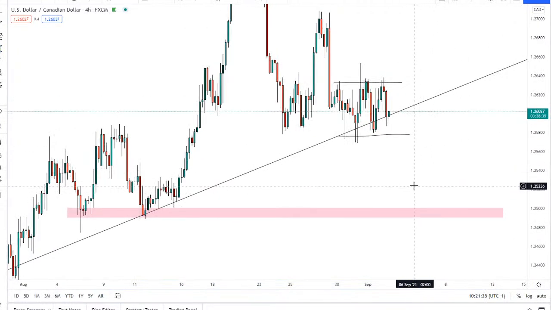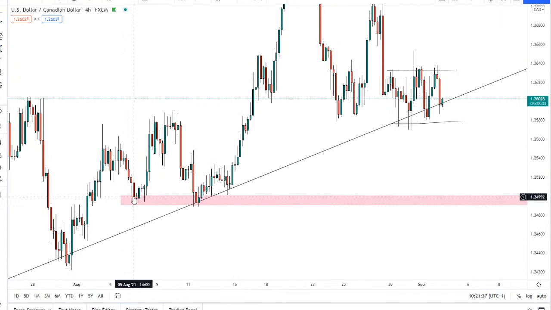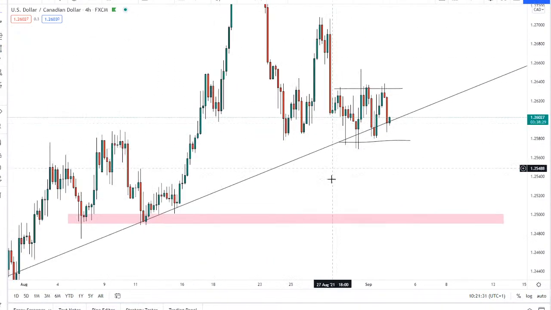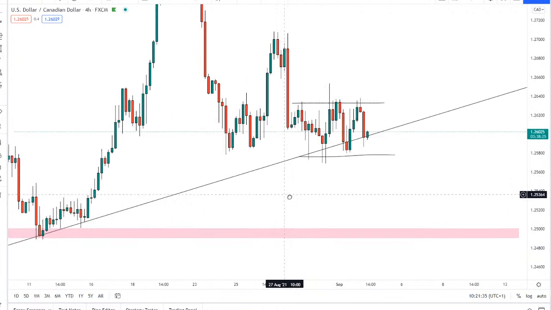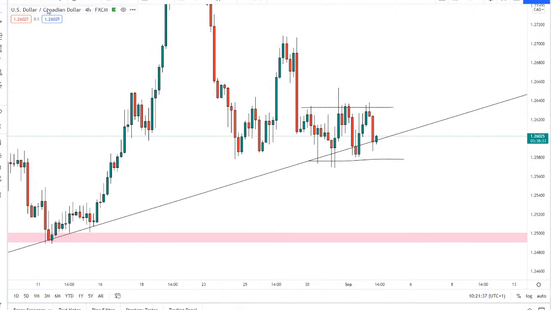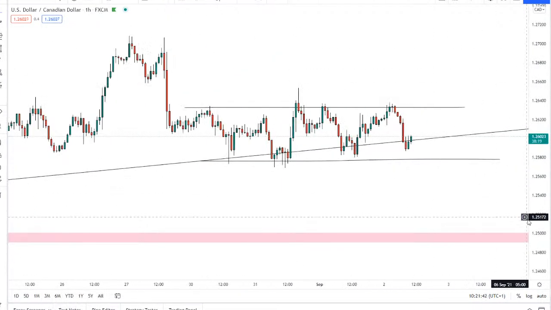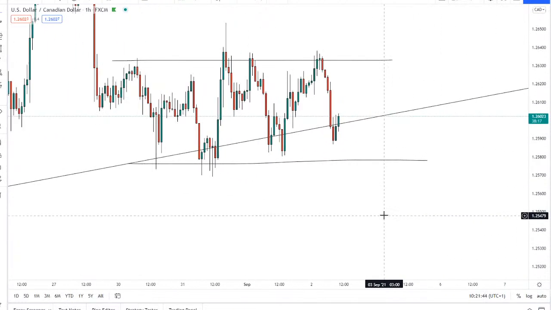1.25. Nice area of support there. We have that double bottom for that massive move to the upside. I think we could be just revisiting that area. So even though I'm not really looking to sell, maybe if a nice opportunity does arise, I might. But I think probably more downside for USD CAD, just because I do expect to see more weakness in the dollar.